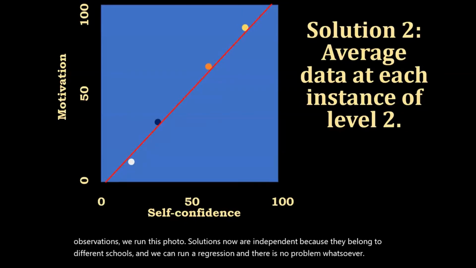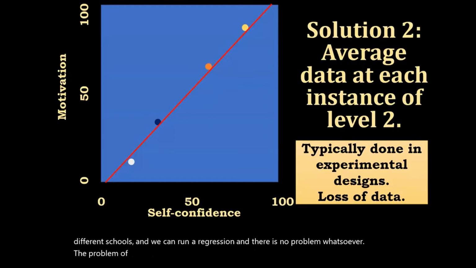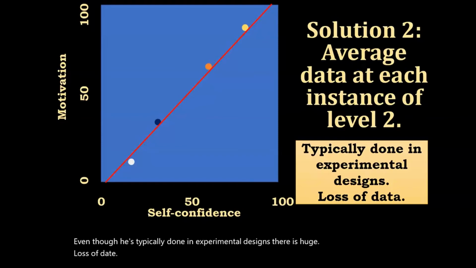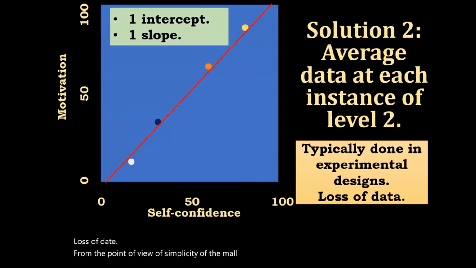Now, the problem of this, even though it's typically done in experimental designs, is that there is a huge loss of data. From the point of view of simplicity of the model, this is good. We've got one intercept and one slope. But again, we lost a lot of data. We had 8 observations and we analyzed the data with 4 observations.